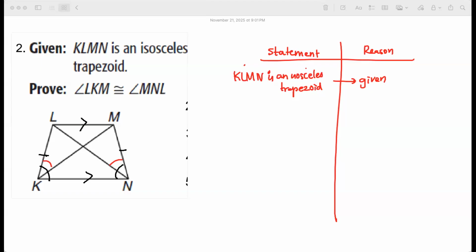LK is congruent to MN. Legs. Correct. Why? Because isosceles trapezoids have congruent legs. Or definition of isosceles trapezoid. I'll write it like that. That's clearer. Definition of isosceles trapezoid. Then what?